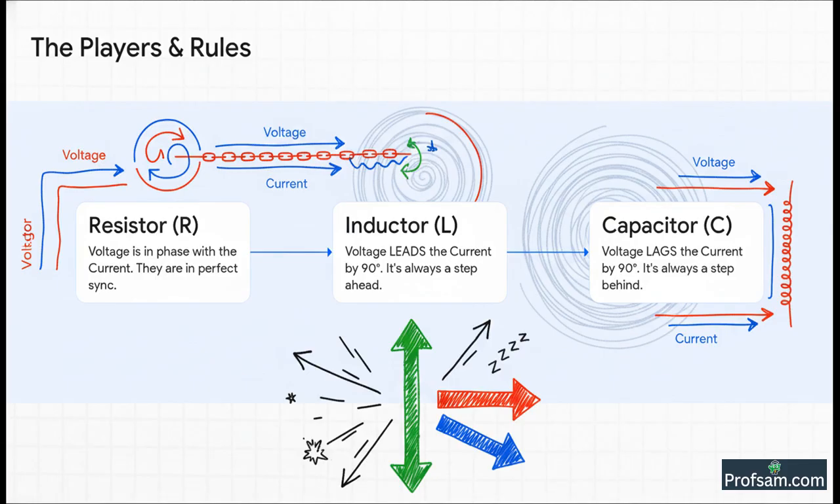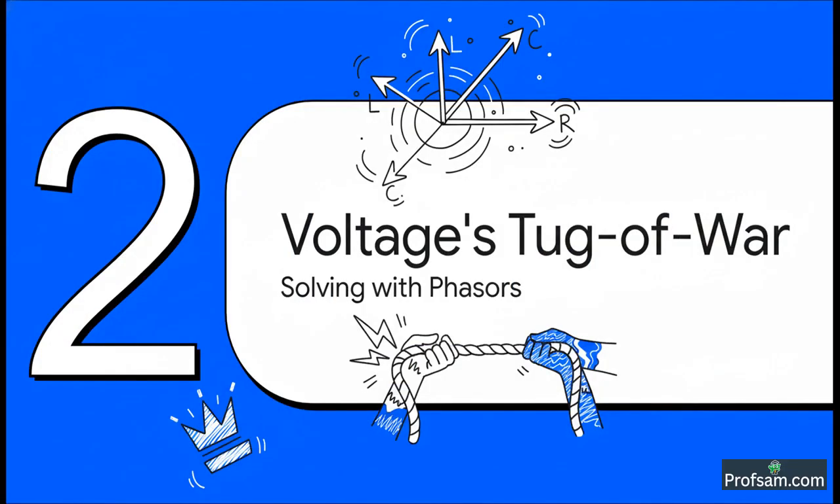Now just think, when the same current flows through all 3, their voltages are all pulling in different directions. This is their tug of war that we need to solve. So how are we going to solve this voltage tug of war? For this, we are going to use our master tool, the phasor diagram. Now, phasors are basically just rotating vectors that help us visualize AC quantities. Let's see how this diagram builds our understanding and helps us find the winner of this tug of war.